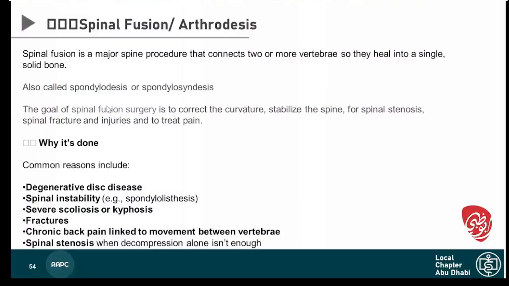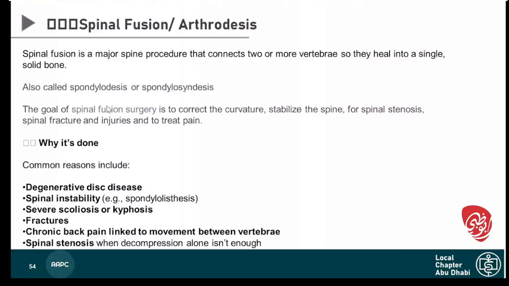already told. For herniated disc, and other common reasons include degenerative disc disease, spinal instability, severe scoliosis or kyphosis. To correct lordosis or scoliosis or kyphosis, the physician may perform this arthrodesis or spinal fusion. To treat fractures, then chronic back pain linked to movement between vertebrae, then spinal stenosis when decompression alone isn't enough. So this spinal fusion is also called spondylodesis or spondylosynthesis.